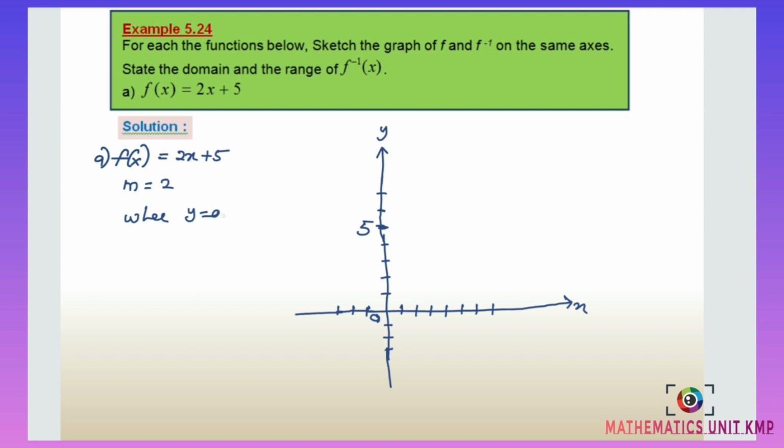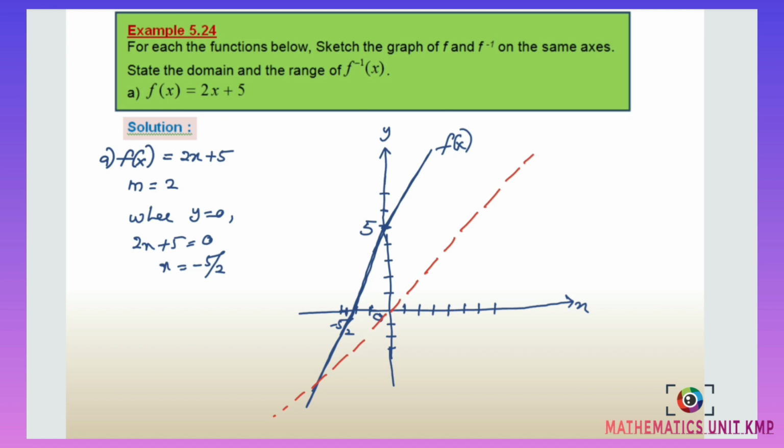When y equal to 0, 2x plus 5 equal to 0 and x equal to negative 5 over 2. That means it intercepts the x-axis at negative 5 over 2. Now we can draw the straight line and label it f(x).